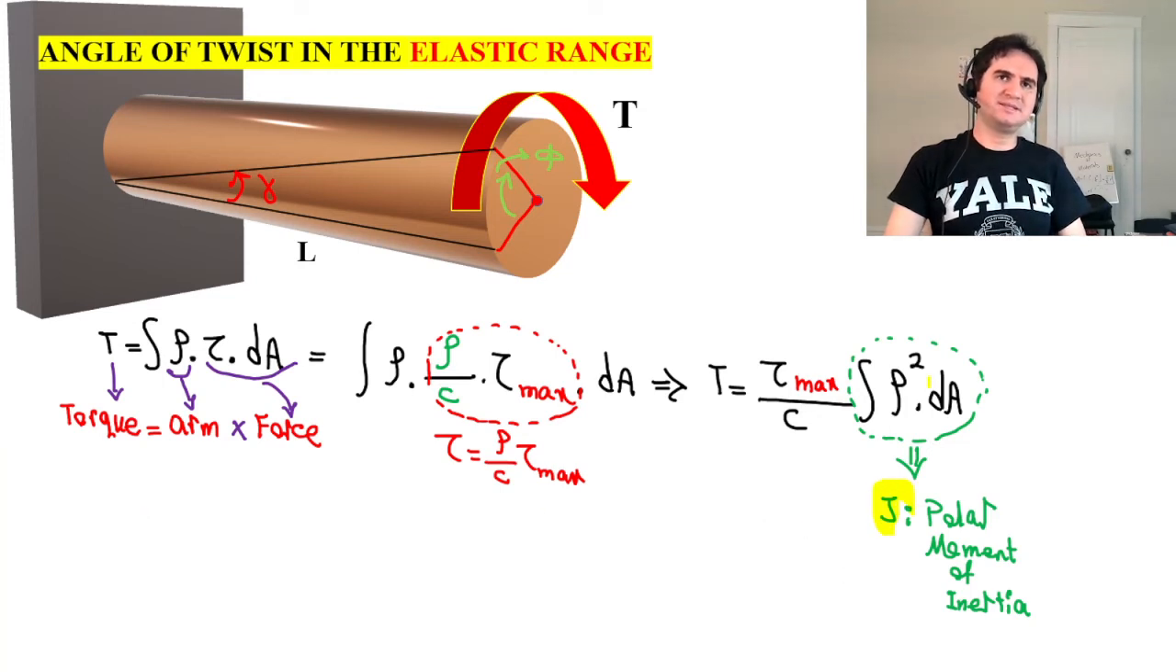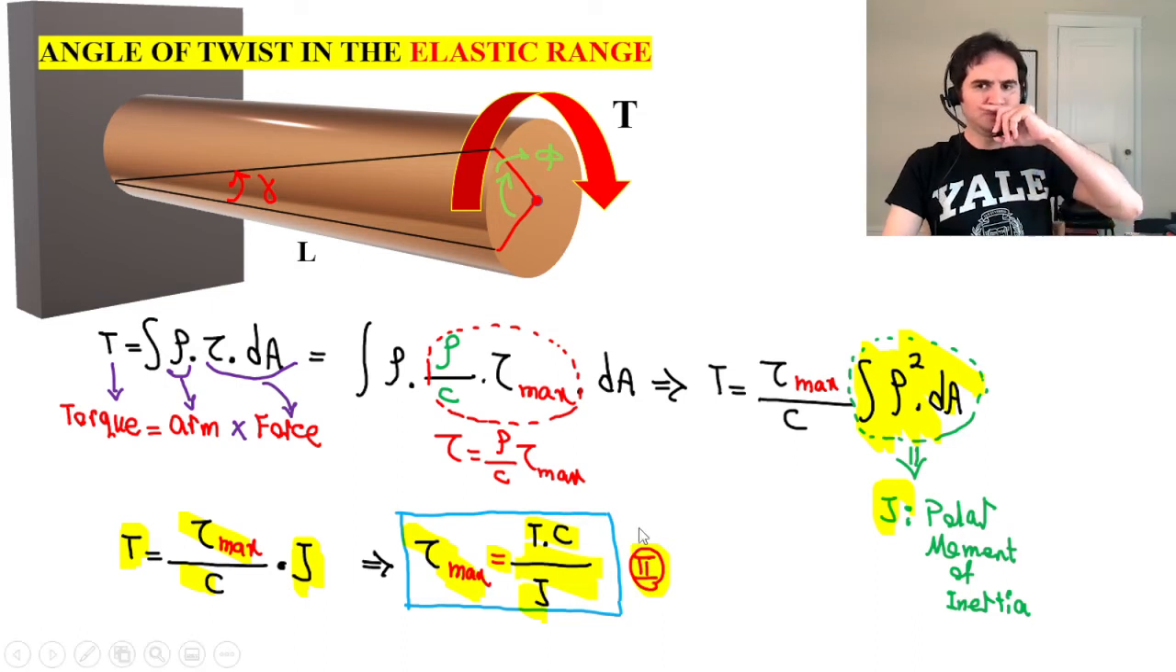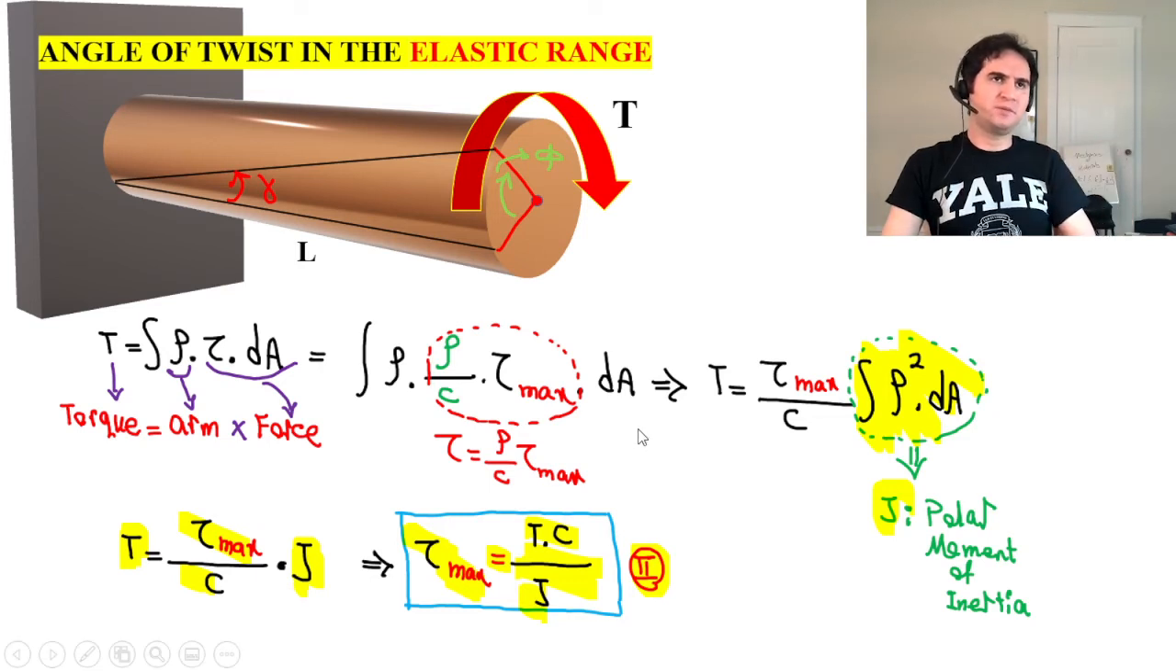If we replace this term with the polar moment of inertia and rewrite our equation, we get T is tau maximum over c times J. If we arrange our equation for tau maximum, it gives us tau maximum equals torsional torque times c over the polar moment of inertia. We call this equation 2.